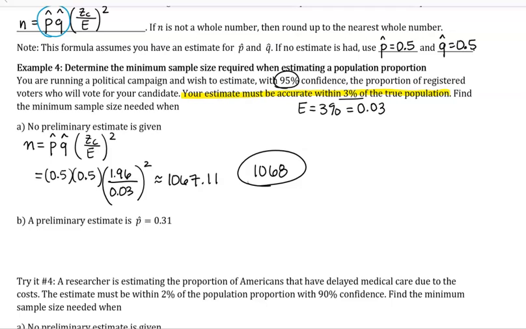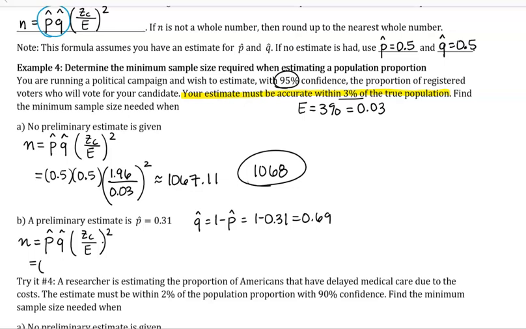Now let's say that we do start off with a preliminary estimate of 0.31, like in part B. Well, if P hat is 0.31, then Q hat, which is 1 minus P hat, is 1 minus 0.31, which comes out to be 0.69. So now I will start again using the formula P hat times Q hat. So P hat is now 0.31. Q hat is 0.69. And I hope everyone sees what formula I'm using. I'm using the same formula that we used before. It's just that this time we have different values for P hat and Q hat.